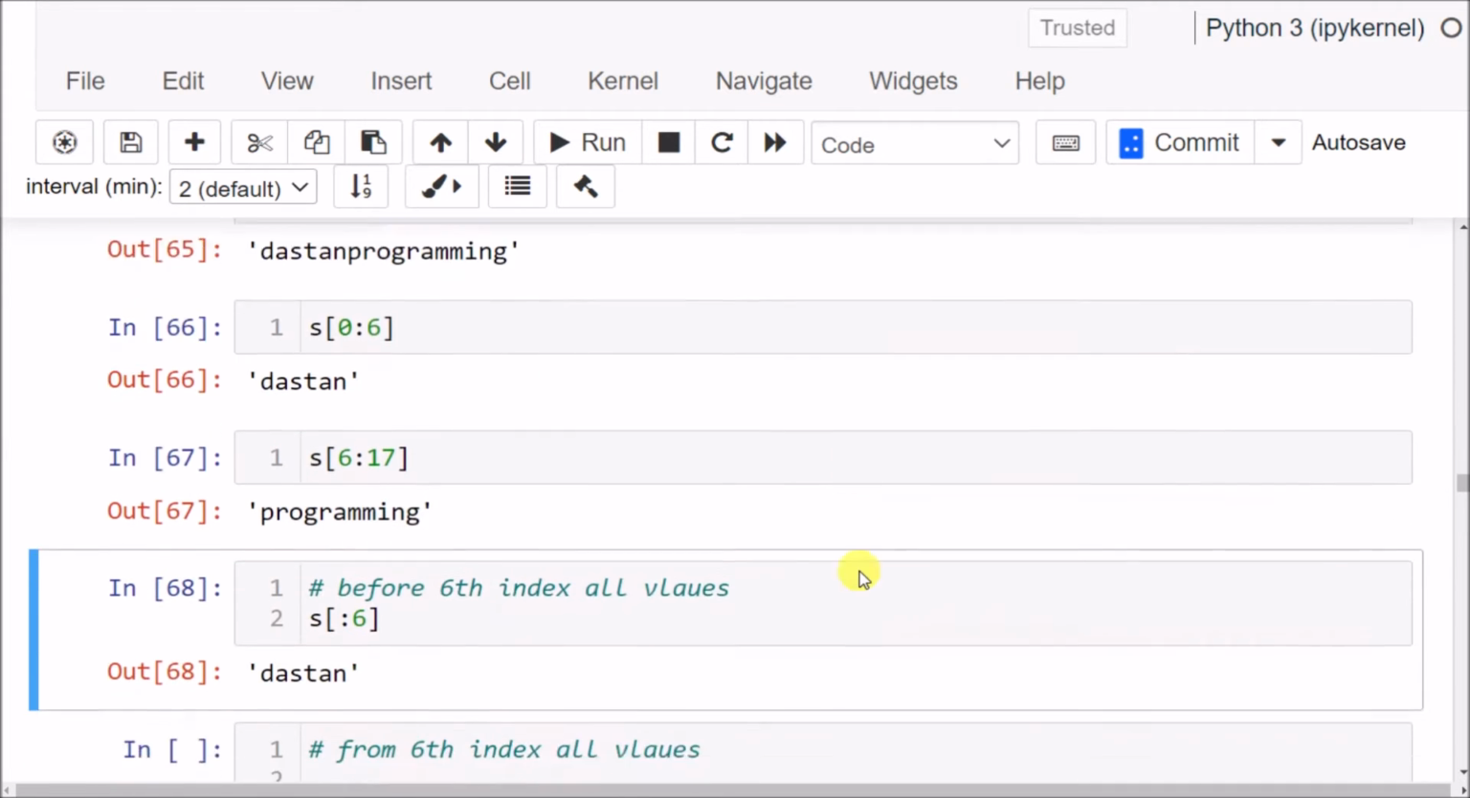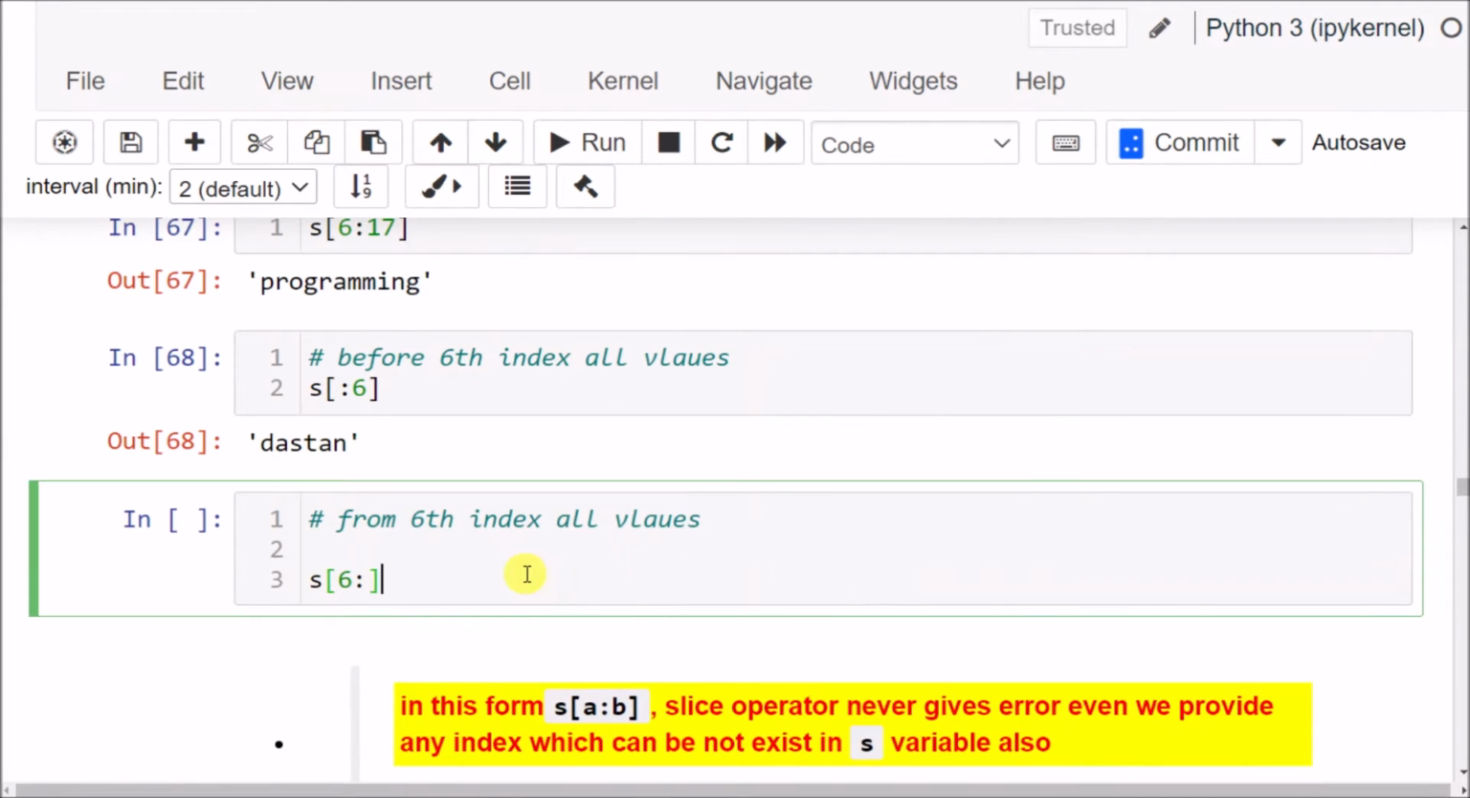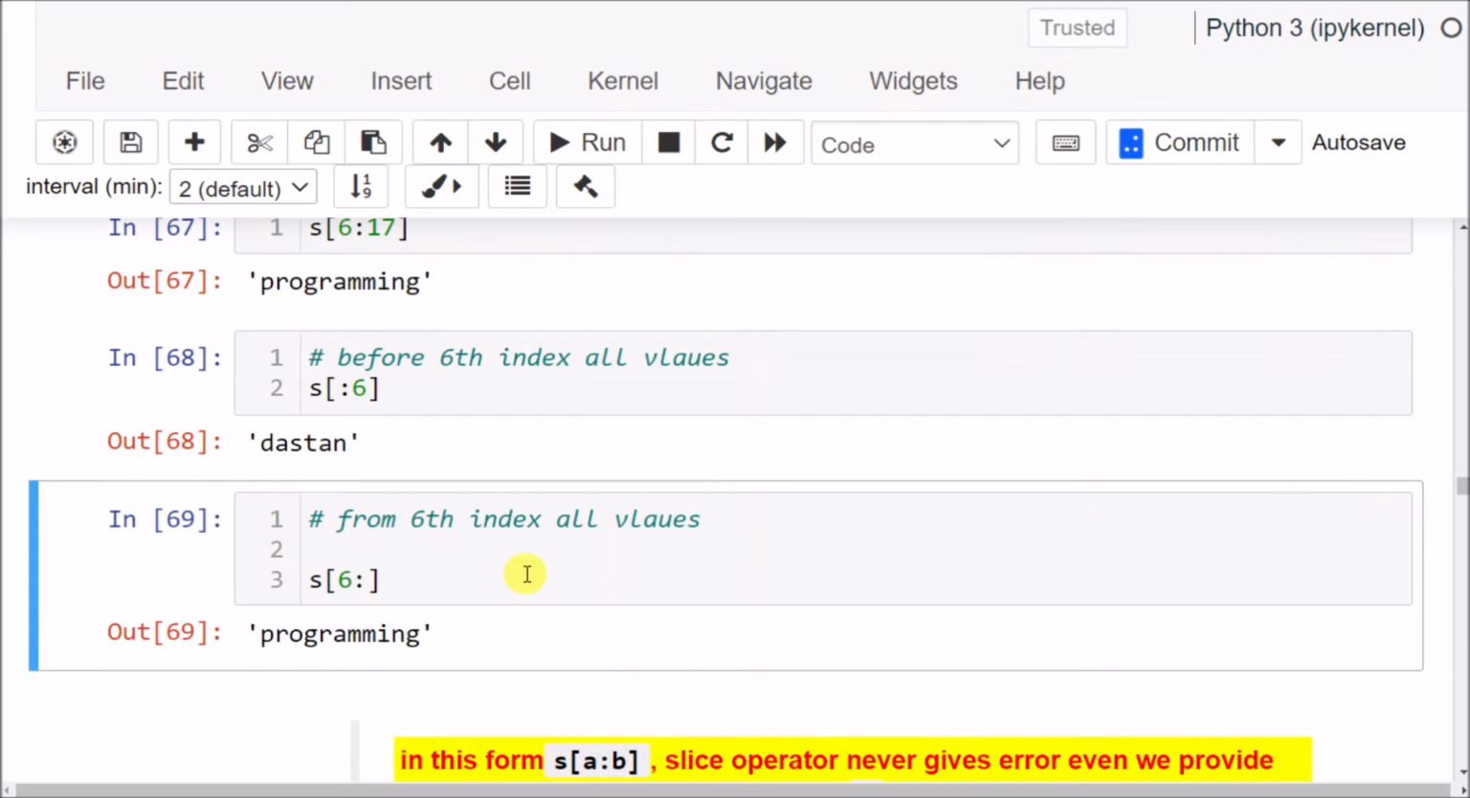Okay, so when I execute this, it will return the programming. So very basic concept: A and B are optional, and A is included, B is excluded. The default value of A is 0, and the default value of B is the length of the S variable.